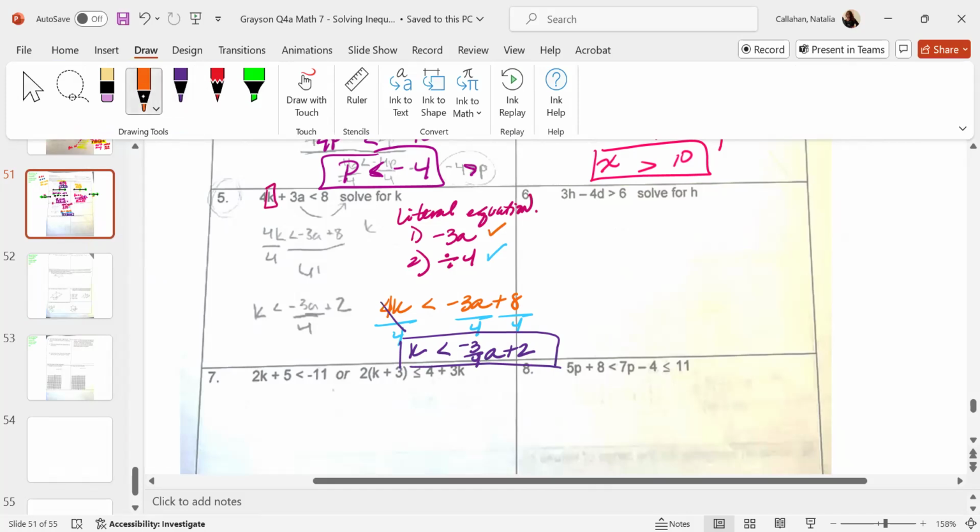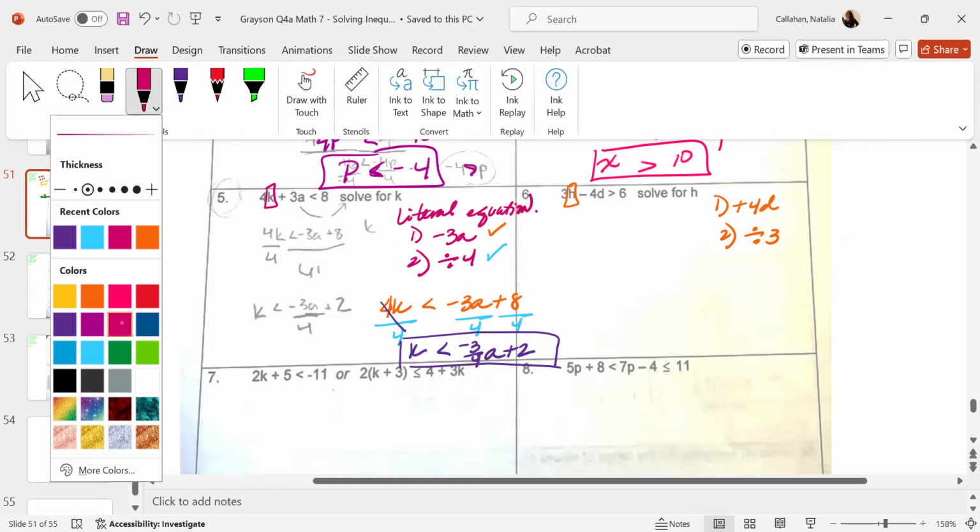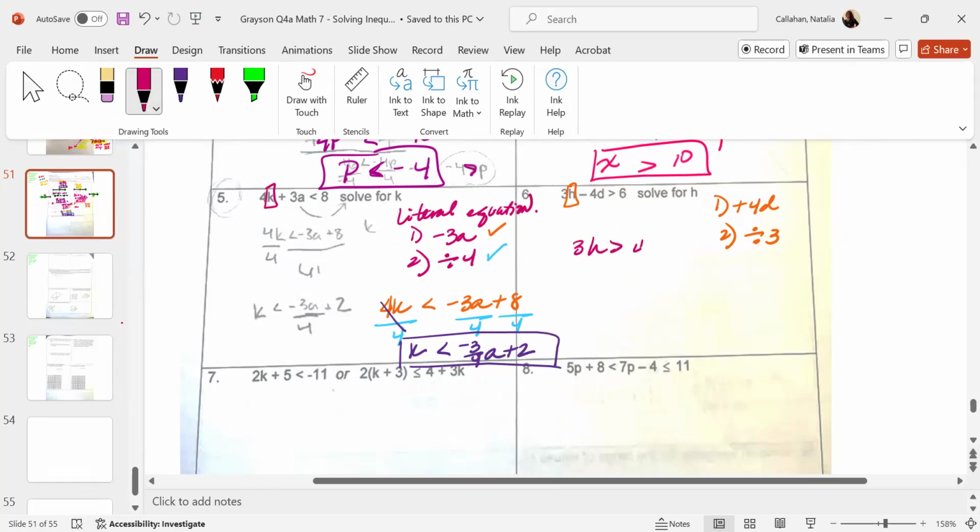All right, number 6. Solve for h. This is the same thing. Step 1, add 4d on both sides. Step 2, divided by 3. So do that, please. You add the 4d because do you see how the h is not attached to the 4d? Yes. So you just move the 4d over. So go ahead and do that. Show me the work. Where's your work? What's your answer? H is less than 4 thirds d plus 2. That's your answer.